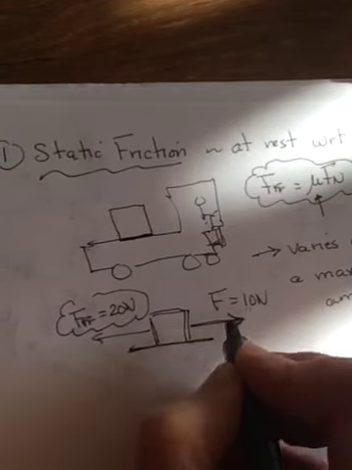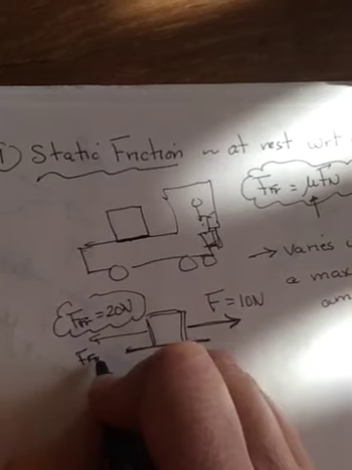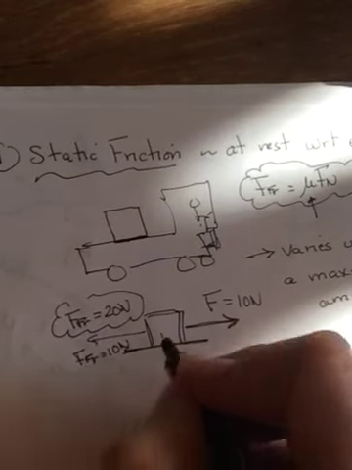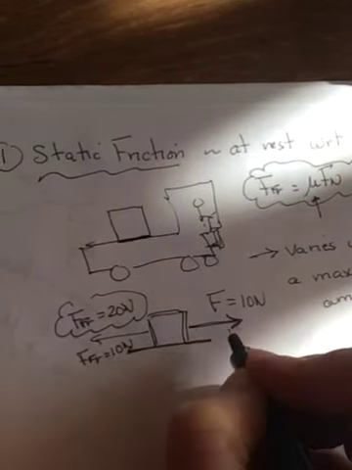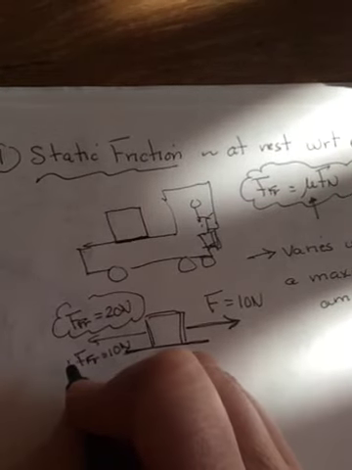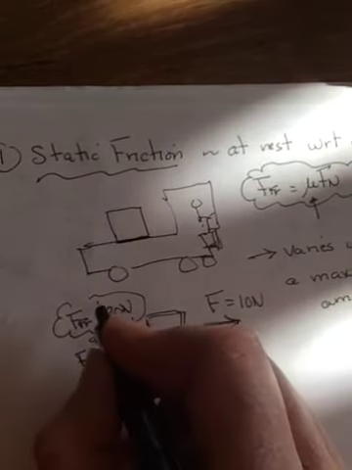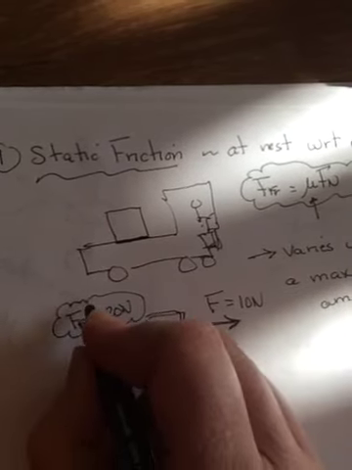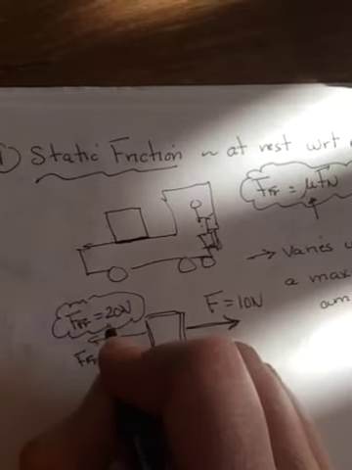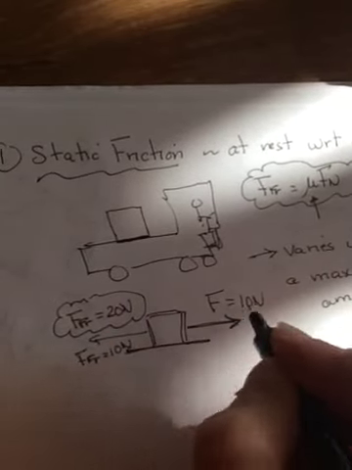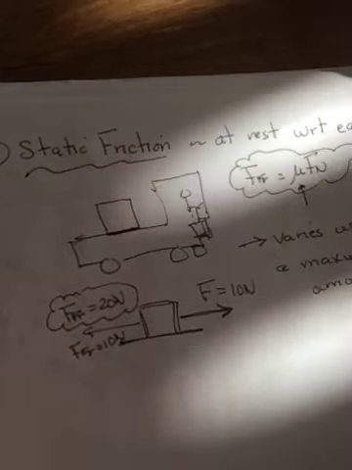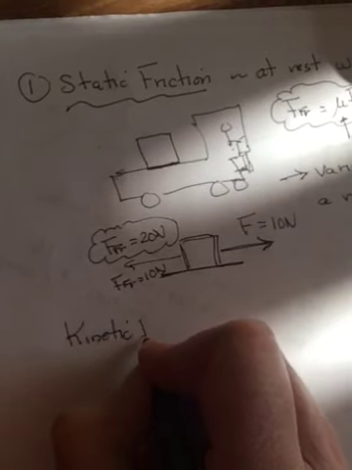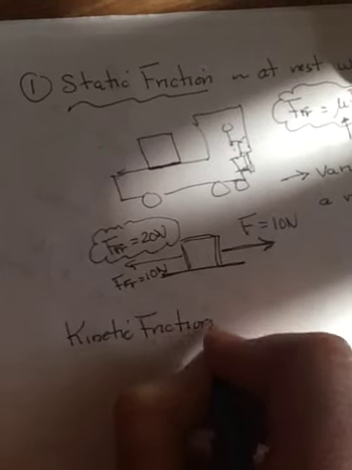So if I push with 10 newtons, then friction will push back with 10 and the box will stay stationary. If I push with 15, friction will push back with 15. 18, static friction will push back with 18. It's only when I hit 20 newtons that the box will begin to move. Once I match this maximum value of static friction, then the box begins to move. And as soon as the box begins to move, then we switch to what's called kinetic friction, the second type.